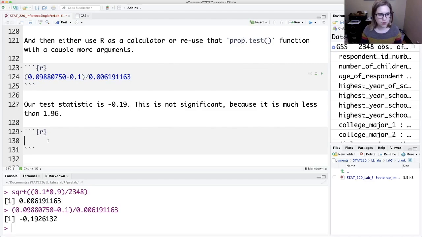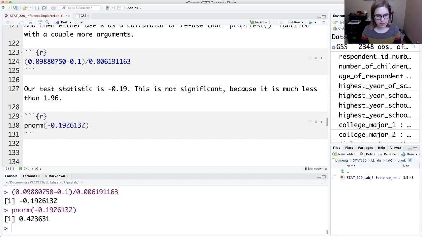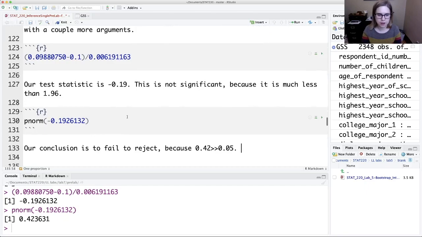And I could figure out the p-value if I wanted to with this function pnorm, which is sort of like qnorm, but it works to find p-values. So I would give it this number, and then it would give me the p-value. And so our conclusion is to fail to reject because 0.42 is much greater than 0.05. So that's how we could use R as a calculator.